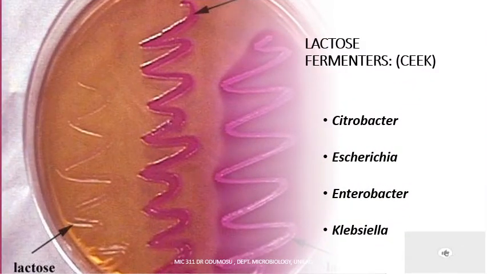Here is an example of the colonies that we are talking about and the organisms in these categories. Those active fermenters include Citrobacter, Escherichia, Enterobacter, and Klebsiella. Now, there's an abbreviation to identify them, which is called SICK, and this is used in differentiating them from the non-lactose fermenters. You can see the pink coloration here.